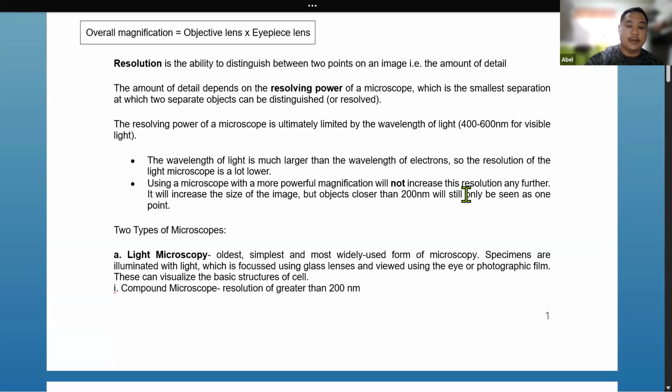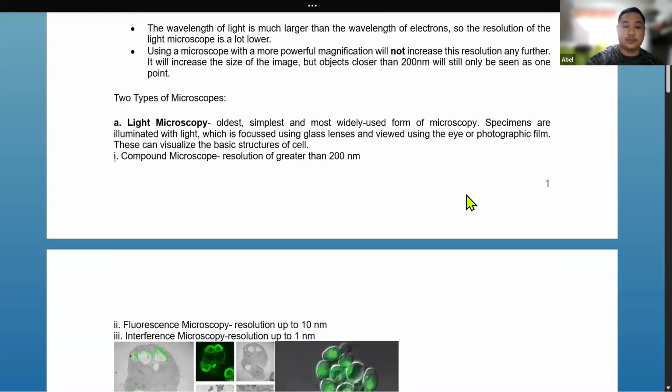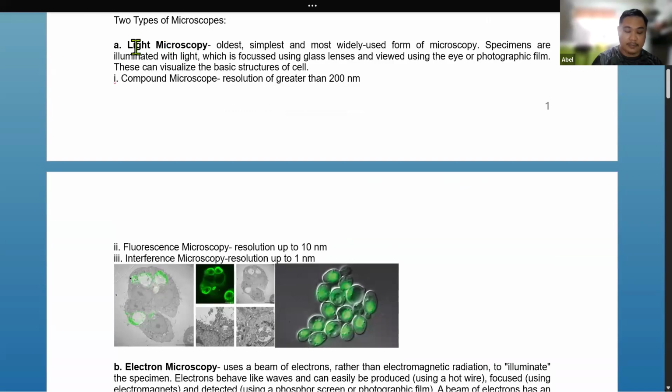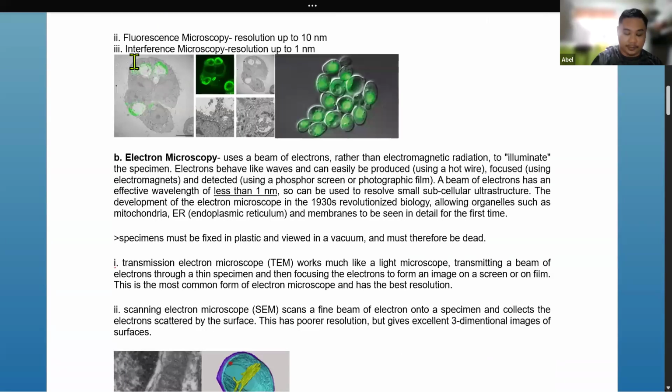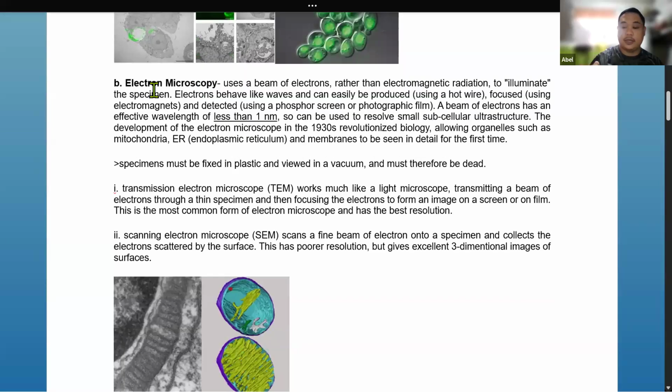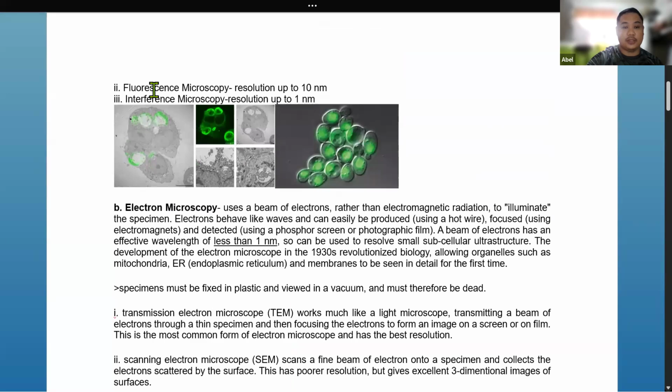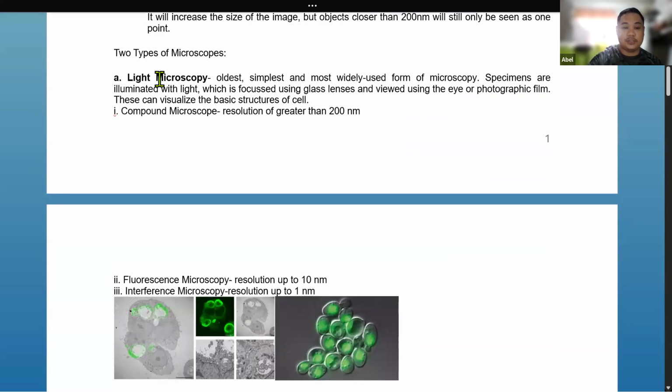By the way, there are two types of microscope that we need to understand. First, the light microscopy or light microscope, and then the electron microscopy or electron microscope. There are some points that you need to take note of when using these. We are familiar with the compound microscope, which is the one that we are using in our school. Light microscopy is the oldest, simplest, and most widely used form of microscopy. Specimens are illuminated with light, focused using glass lenses, and viewed using the eye or photographic film.